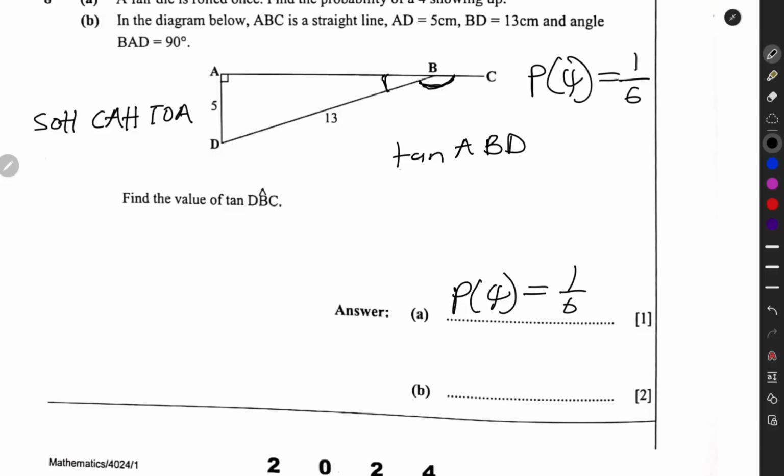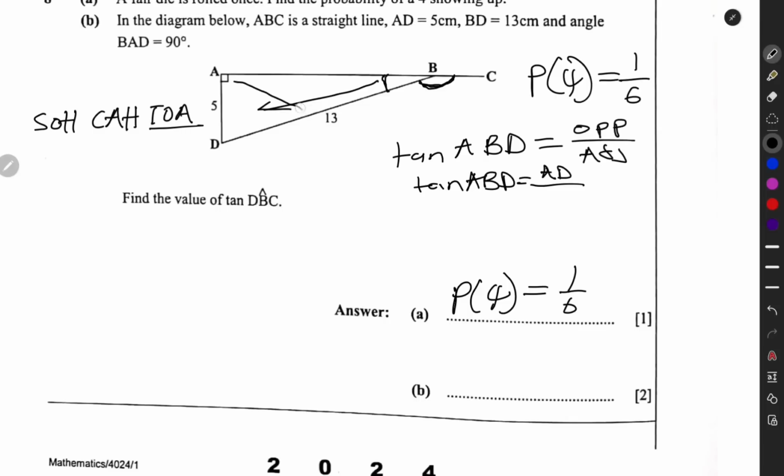If you are dealing with tan, tan ABD is equal to opposite over adjacent. What is the opposite? Since we are dealing with this angle, the opposite is where the angle points. In this case, the angle points at AD, so this is AD over the adjacent. The adjacent is the other side that remains after the hypotenuse. This is the hypotenuse, where the 90-degree angle points, and this remaining side is the adjacent. The adjacent in this case is AB.